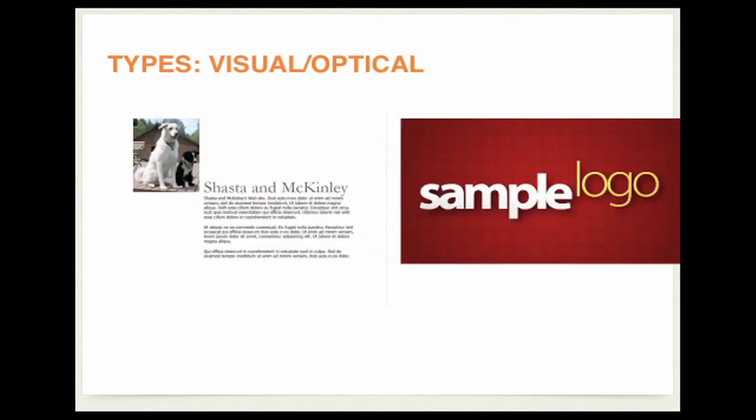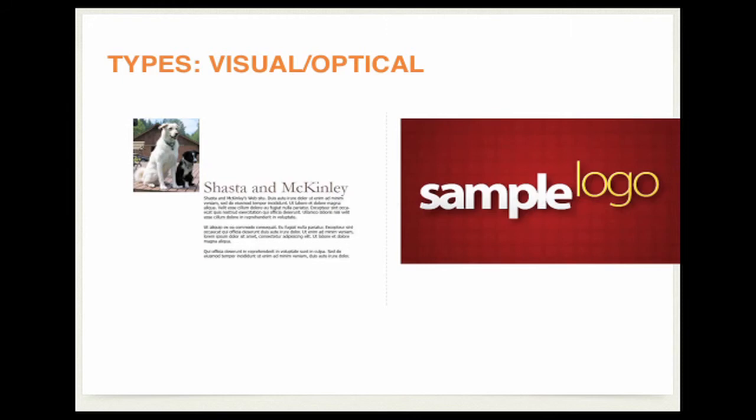The final example of a type of alignment is the visual or the optical alignment. And this is when there are curves or items with alignment that is difficult or not readily apparent. Things aren't really lined up, but they appear to be because they are in a general vicinity. So if you look at the Shasta and McKinley on the left side of the page, the bottom of the picture of the dogs lines up with the text Shasta and McKinley. The right edge of the picture of the dogs lines up with the left edge of the text. So everything has kind of a cross look to it.